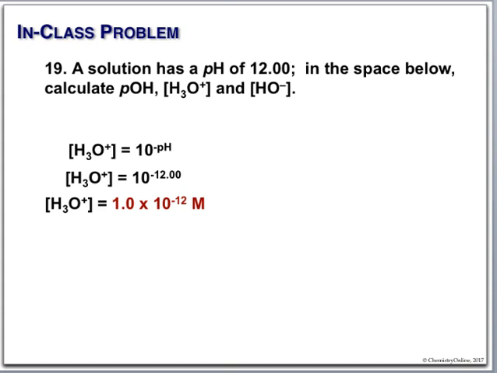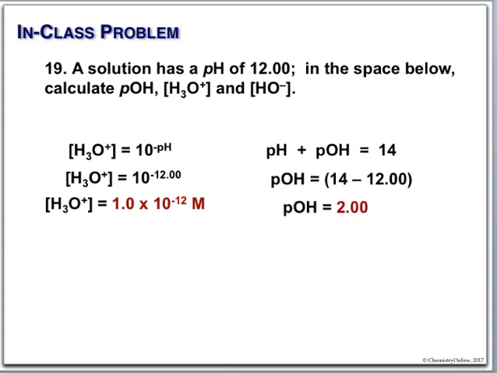Next, let's do pOH. Remember the question we had a bit ago. What was the fundamental relationship between pH and pOH? They always added up to what? 14. So if we know pH, we calculate pOH by simply subtracting, and the pOH is 2.